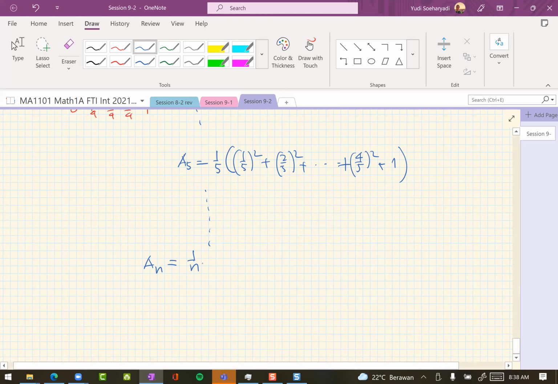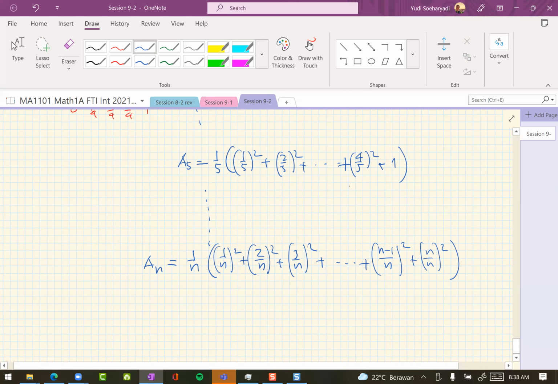1/n. So inside the parentheses, what's the first one? 1/n squared. Second, 2/n squared. Then 3, dot dot dot, and then second last, (n minus 1)/n. So this is 1, let's just say n/n.